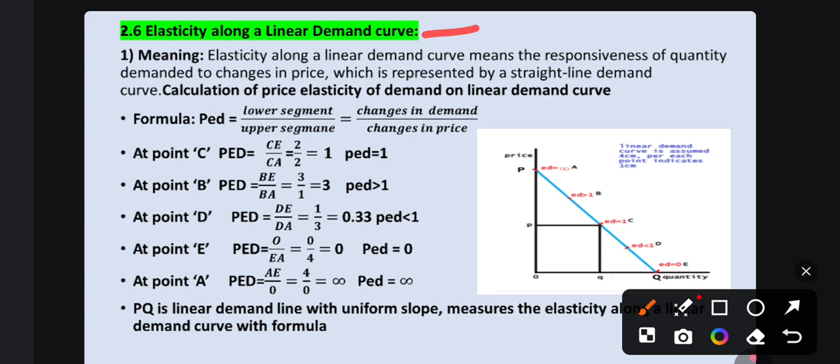Calculate the price elasticity of demand on a linear demand curve. If you observe the formula, it is lower segment divided by upper segment, that means change in demand divided by change in price.